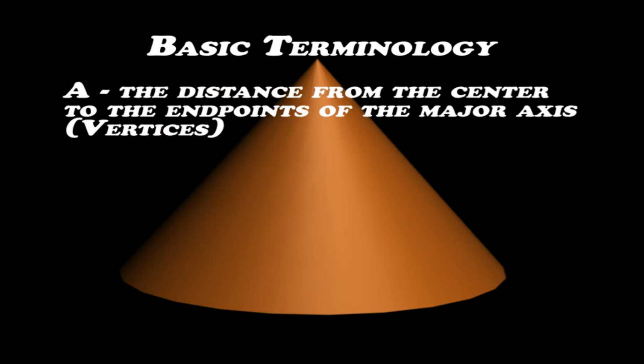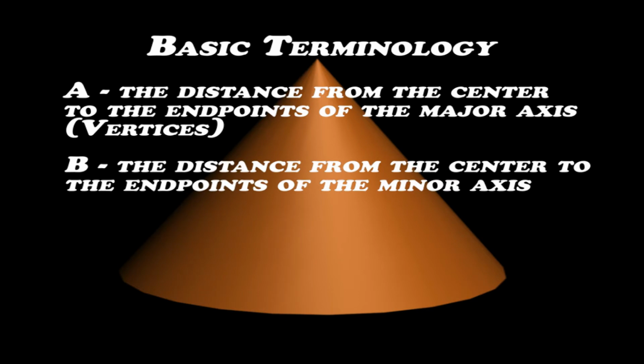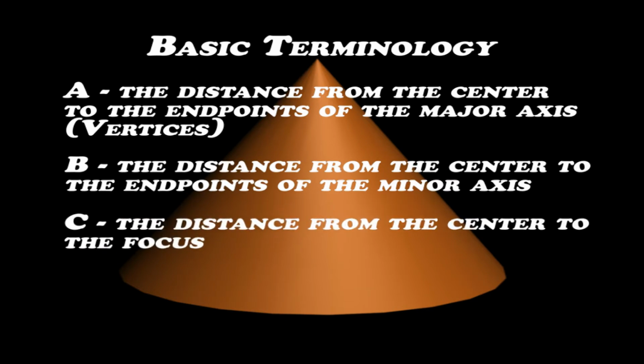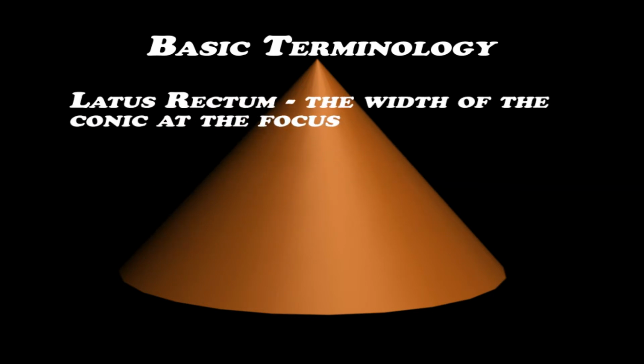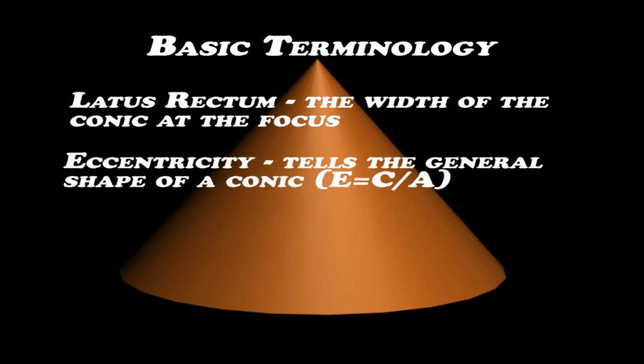A is the distance from the center to the endpoints of the major axis, also known as the vertices. B is the distance from the center to the endpoints of the minor axis. C is the distance from the center to the focus. The latus rectum is the width of the conic at the focus. The eccentricity tells the general shape of a conic. The equation for eccentricity is c over a.